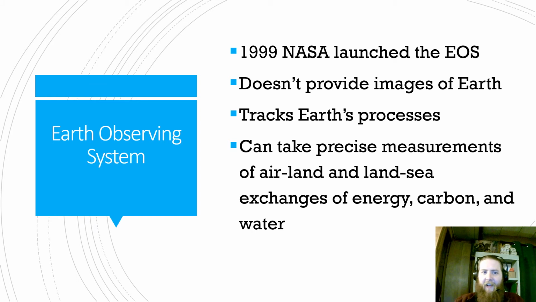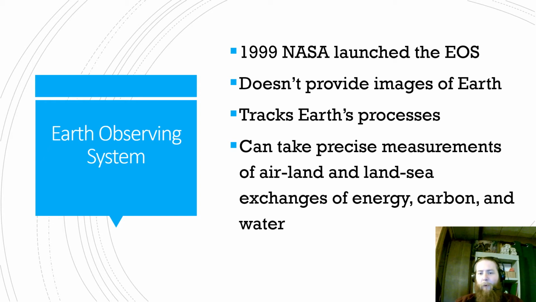In 1999, we started the Earth Observing System, the EOS. And instead of looking at images of Earth, we're tracking Earth's processes. We're looking at the carbon cycle and the water cycle and the nitrogen cycle. And we're taking precise measurements of air to land and land to sea exchanges of these energy, carbon, and water.